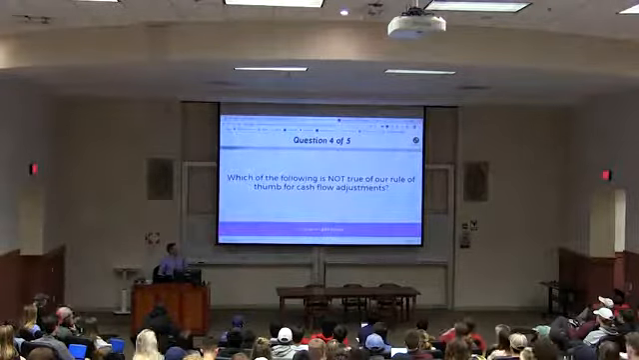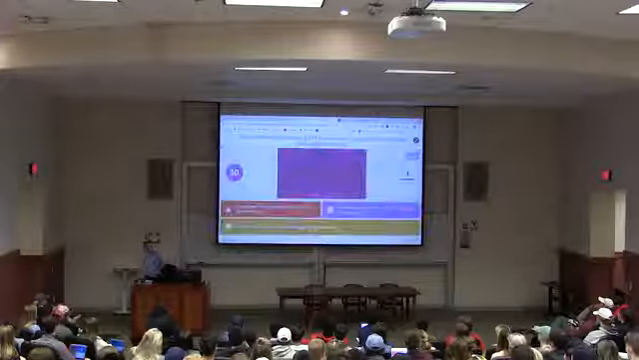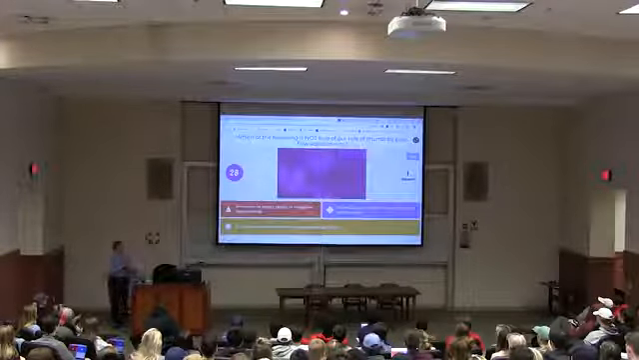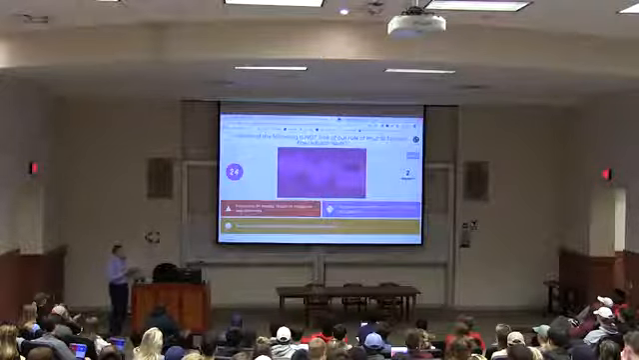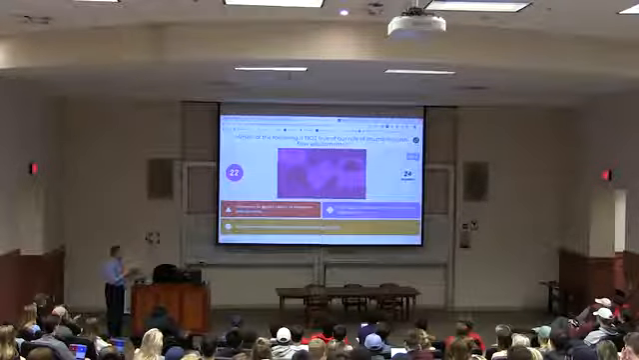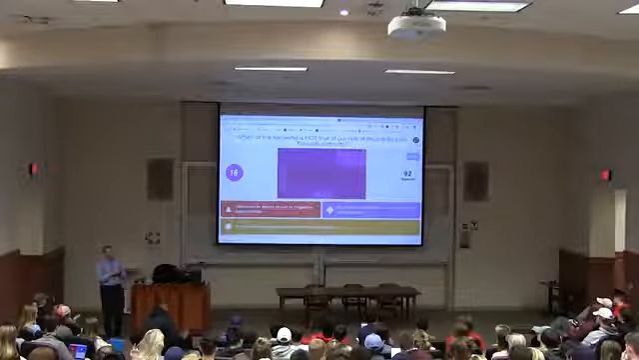Question 4, which of the following is not true of our rule of thumb for cash flow adjustments? Increases in assets result in negative adjustments. Increases in liabilities result in positive adjustments. Or increases in equity result in negative adjustments. Which one of these is not part of the rule of thumb?